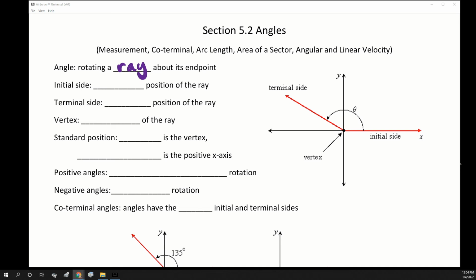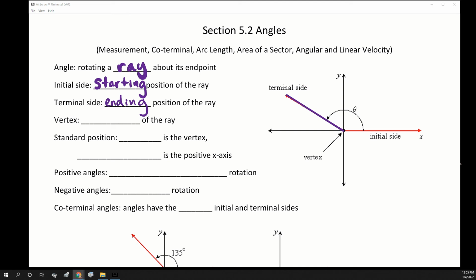So there are different parts to these angles. The initial side is the starting position of the ray, and the terminal side is the ending position of the ray. If you look at this one over here, here is the initial side, and then you rotate the ray around, and you end up at the terminal side. All that space that traveled in between is considered to be the angle.